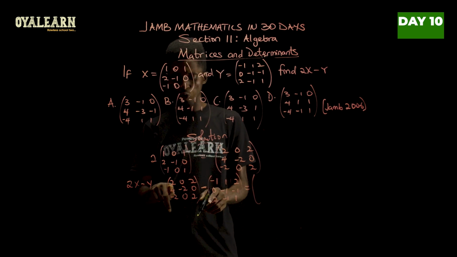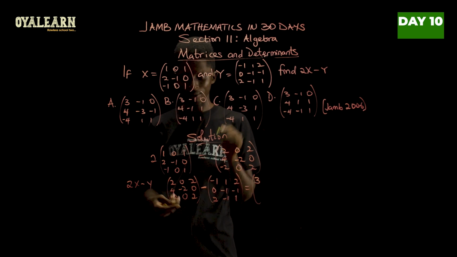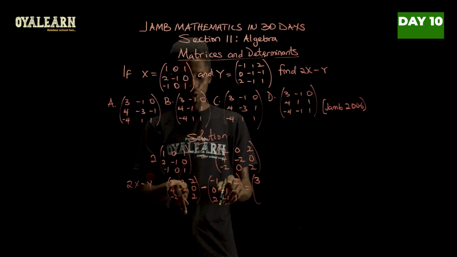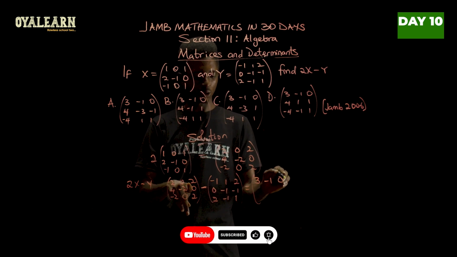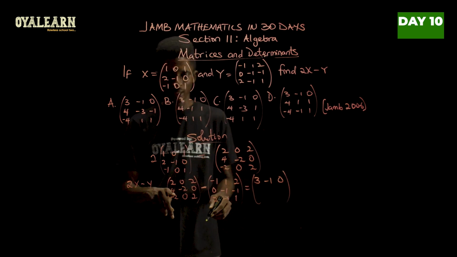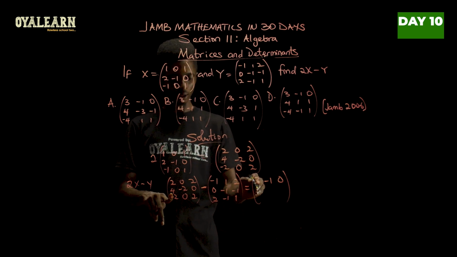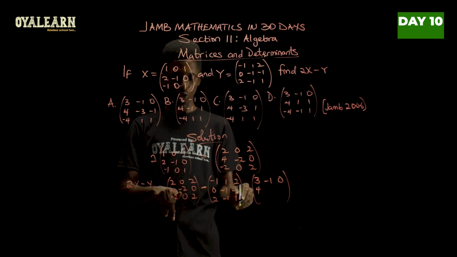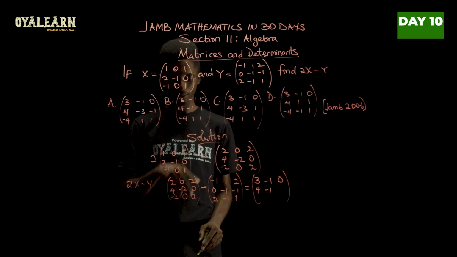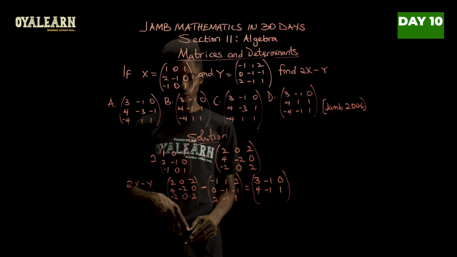So what we're going to have is 2 minus minus 1. That's basically 2 plus 1, which will give us 3. Now 0 minus 1 will give us minus 1. 2 minus 2 will give us 0. Right? Now to the next row we go. 4 minus 0, that's 4. Minus 2 minus minus 1, this becomes plus 1. So minus 2 plus 1 will give us minus 1. And then 0 minus minus 1. Minus times minus becomes plus here. So 0 plus 1, that's 1.